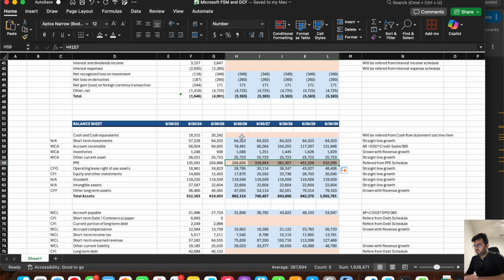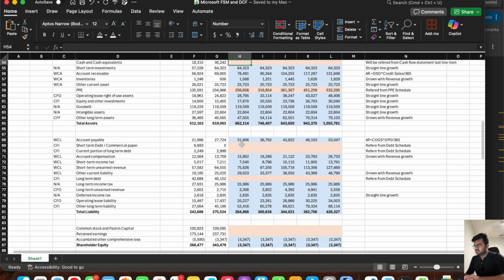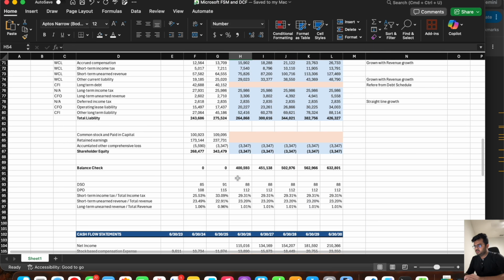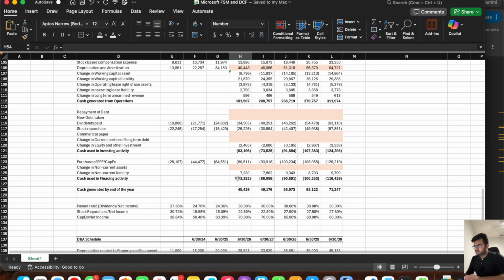Perfect. Now we need cash and cash equivalents, debt. Okay, I think pretty much we are done. And okay, let's do one more thing before we go to the debt. I think the most crucial part, we will do change in non-current assets.